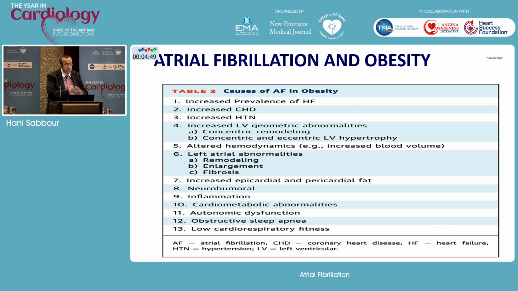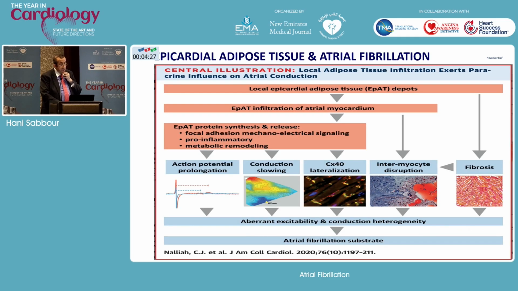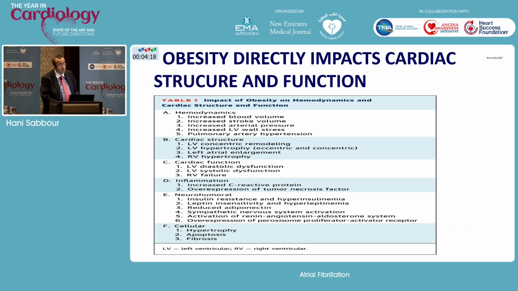Now, what about AFib and obesity? There's an increased prevalence of heart failure, more CHD, more hypertension, there's LV remodeling, there's atrial remodeling, there's neurohormonal activation, epicardial fat is a big problem, also autonomic dysfunction and obstructive sleep apnea. All of these are causes of AFib in the same patient that you see for heart failure and coronary heart disease. It's extremely common. This is a very nice paper about the model of epicardial adipose fat, how it prolongs the action potential, conduction slowing, intermyocyte disruption in the atrium.